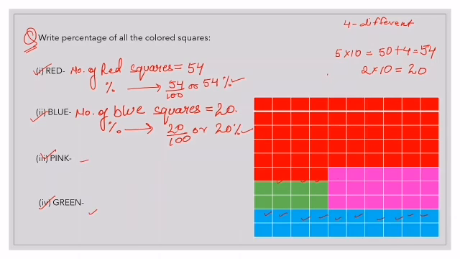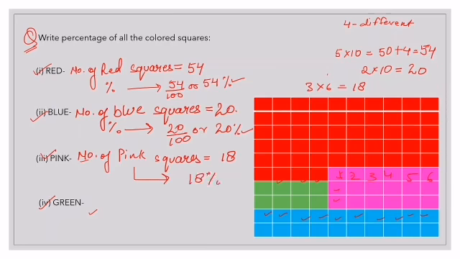So the number of pink squares: 1, 2, 3 rows, and 1, 2, 3, 4, 5, 6 columns. So 3 into 6, how much? 18. So the number of pink squares is equal to 18. So in percentage form we can write it as 18%, or you can say that 18% of the squares has been covered by pink.